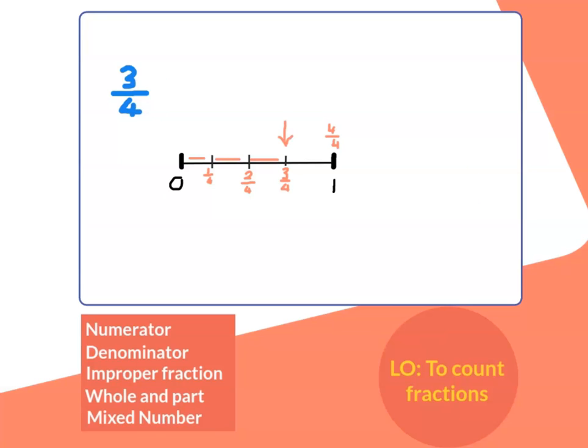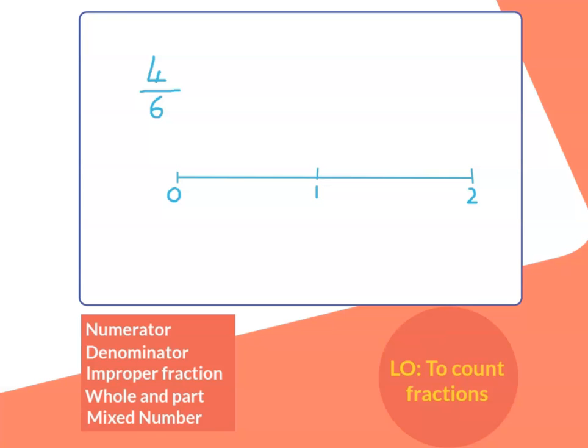Let's try another one. Where would we plot 4/6 on the number line shown? Consider the fraction. Really think about the numerator and the denominator. Is this an improper fraction greater than 1? Or is it less than 1? We know that this fraction has to appear somewhere between 0 and 1. The numerator is less than the denominator, so it's got a value of less than 1.